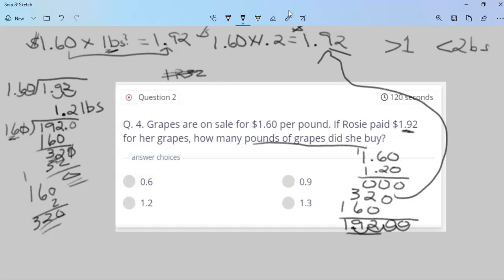I'm having too much fun with this pencil. That will conclude question 2, math lesson number 8.